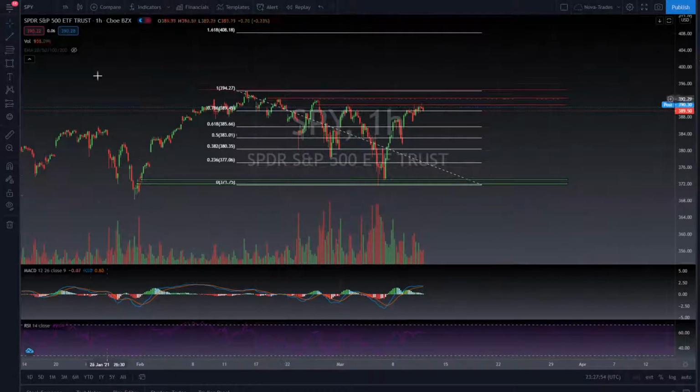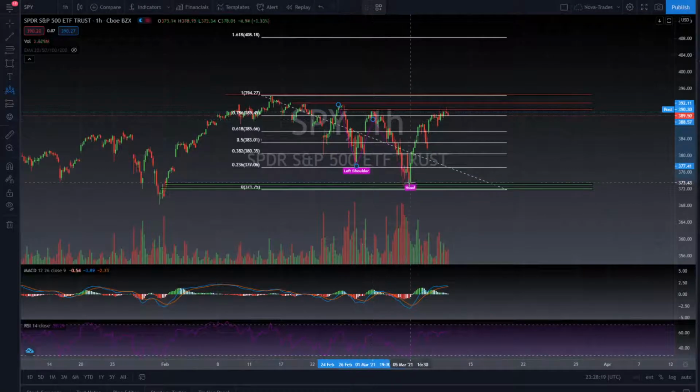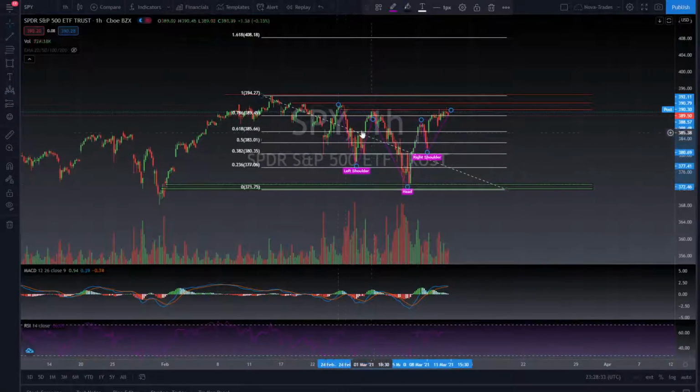All right, let's see. We've been forming these inverse head and shoulders patterns on almost everything. That's probably the most common pattern I've seen recently. So we could denote this as a left shoulder, this as a head. I'm kind of hesitant on saying that this would be a left shoulder, but it falls under the criteria of where it pulled back in sort of the same region as this left shoulder.